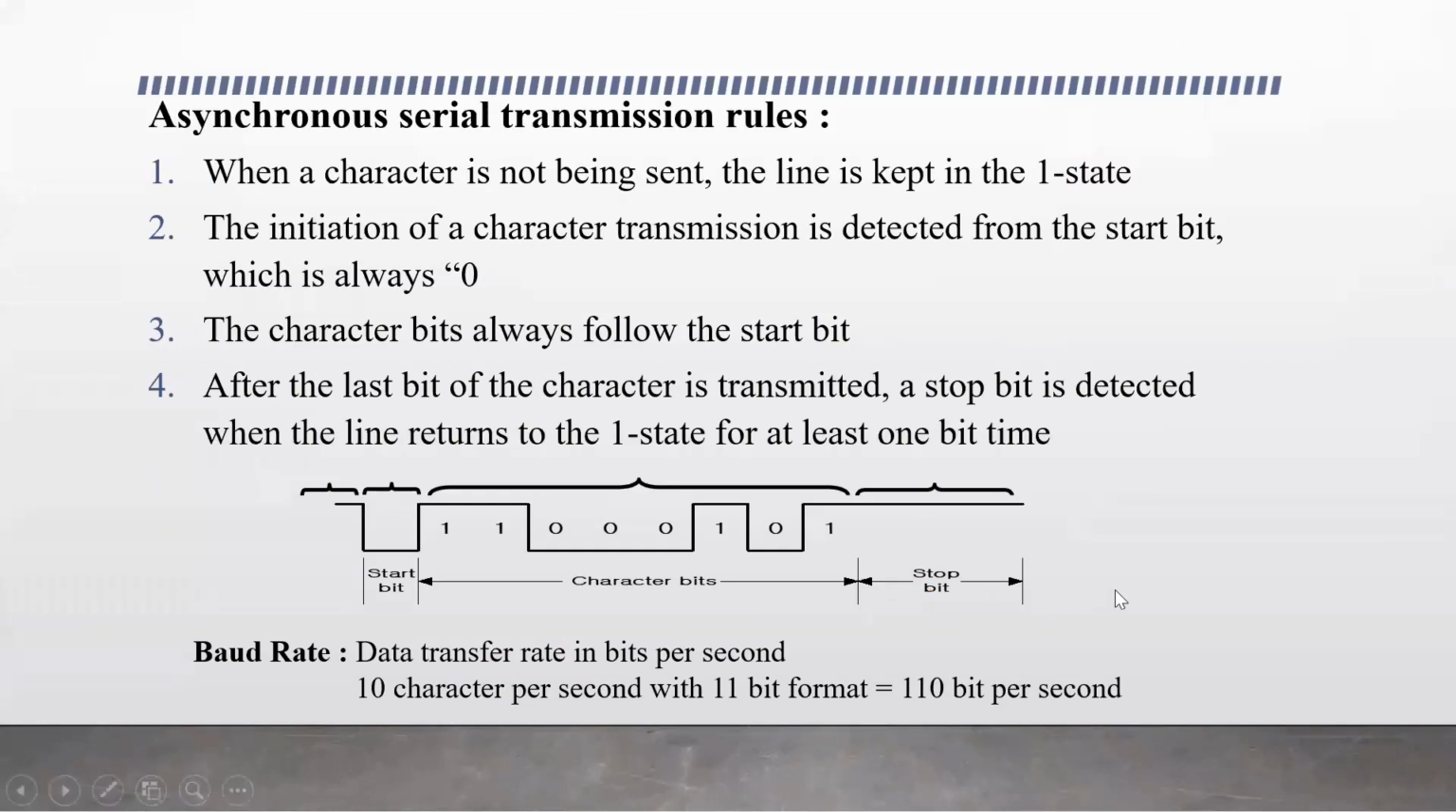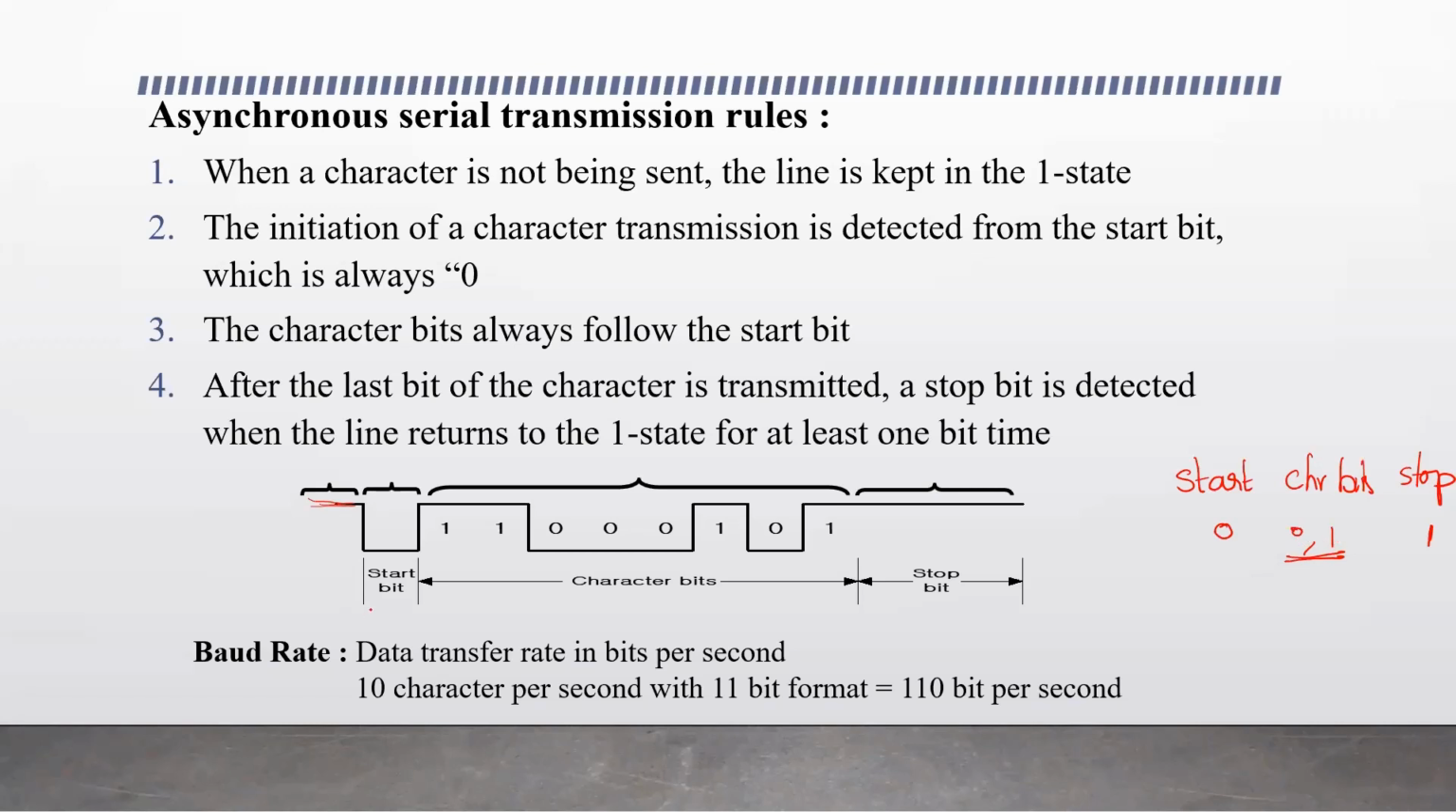So how is this transmission done? Here, the line stays in one state. Initially this is the transmission line. It stays in one state because the start bit is 0. We have seen that the start bit is added. The character needs to have the start bit and the character bits, and then comes the stop bit. The start bit is 0 and the stop bit is 1, and the character bits can be 0 or 1, depending on the message being sent. It may contain a combination of zeros and ones.